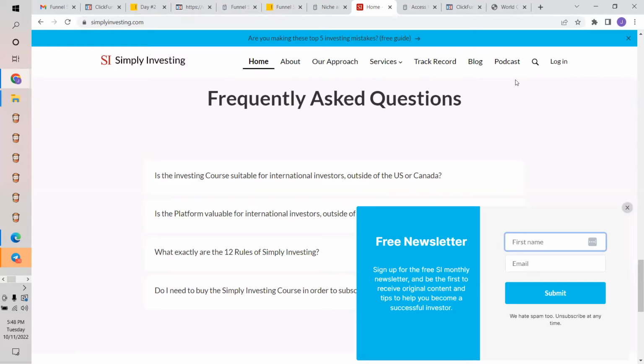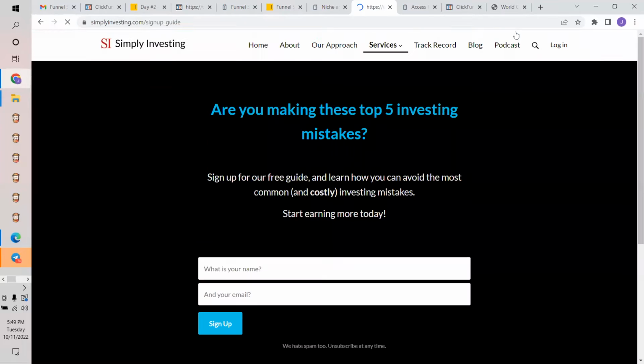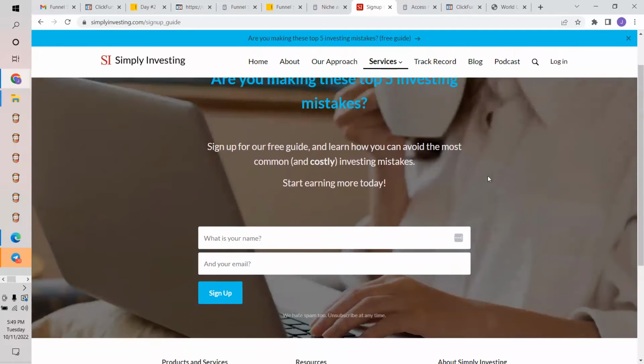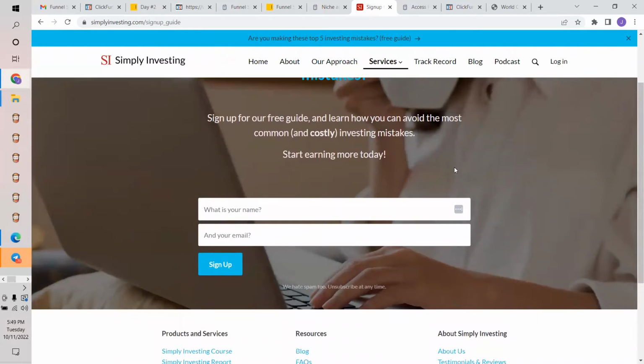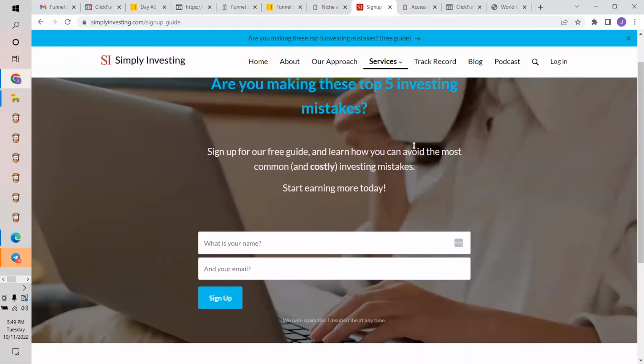So I can give them a free newsletter, free tips, free investing tips. Okay, write this down. Sign up for the free SI monthly newsletter and be the first to receive original content and tips to help you become a successful investor. Are you making these type 5 investing mistakes? There's a free guide. Okay. Very, very nice.